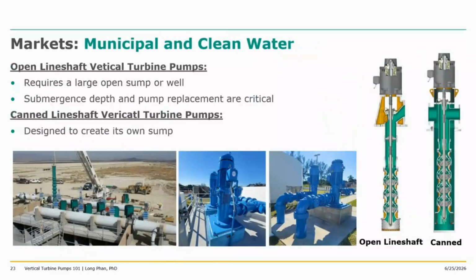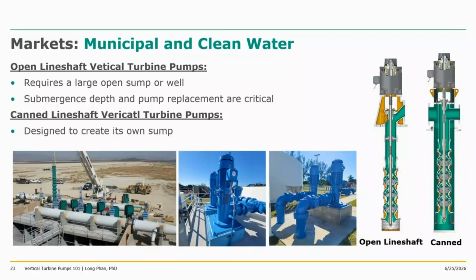And last but not least, these pumps are very useful for municipal and clean water. The two types of pumps used in the municipal and clean water market are open line shaft and can vertical turbine pumps. When do we use an open line shaft for these municipal markets? Typically, it requires a lot of open sump wells, where the submersion depth and pump replacement are critical. In scenarios where you don't have enough net positive suction head available, we have to rely on can line shaft vertical turbine pumps, because these can barrels are designed to create their own sump and boost the available NPSH.